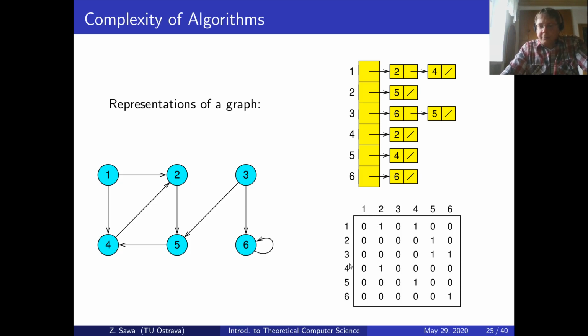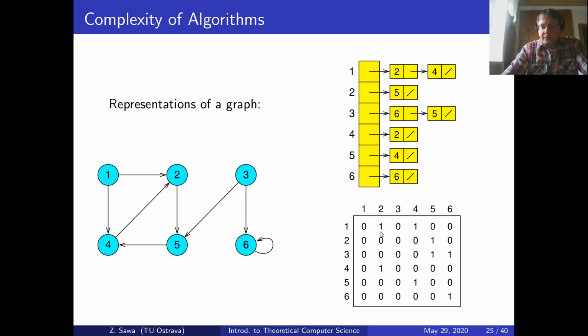Another one would be to use a matrix of size n times n, where n is the number of nodes. If we do not have any information connected with these edges, this matrix would contain just information whether there is an edge or not. So in this case, the matrix would contain just zeros and ones, where 0 means that there is no edge between the given pair of nodes. For example, there is no edge from node 1 to node 3.